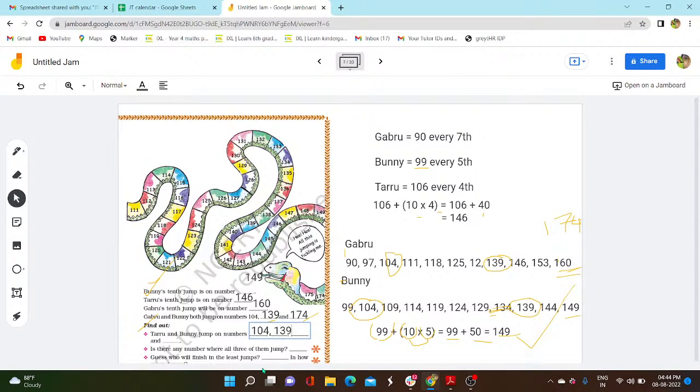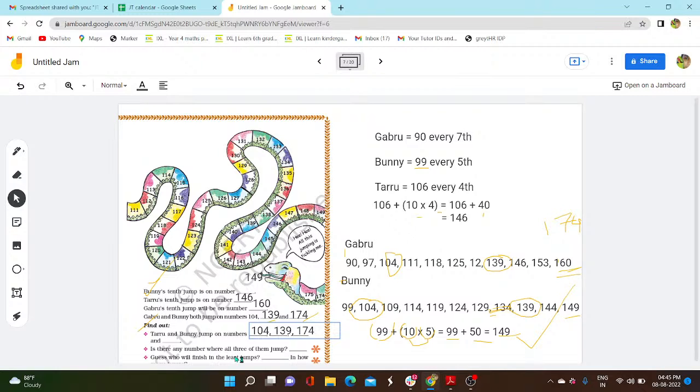139, 174 and we can have more such numbers. So Taru and Bunny have jumped on these three numbers.